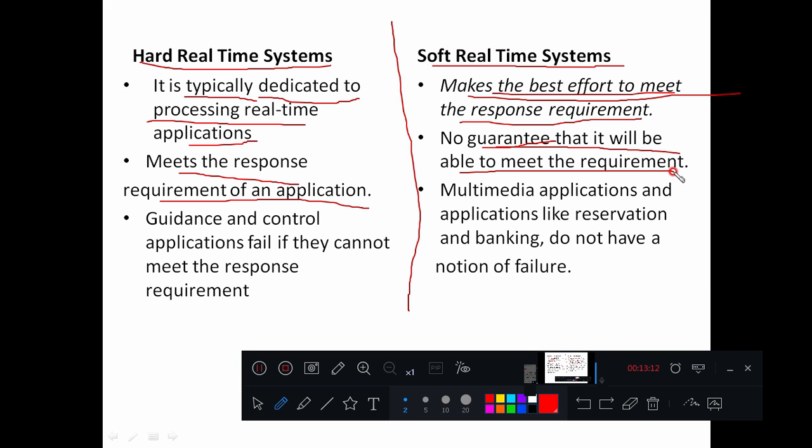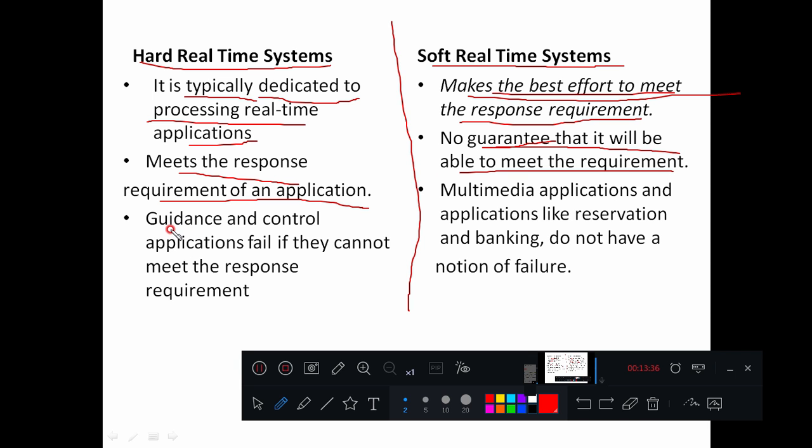Even if the system doesn't meet the requirement within a given time, the system cannot be said to have failed, right? Even if it can meet that response requirement after a certain time, you can say there is no time limit in the case of soft real-time systems.